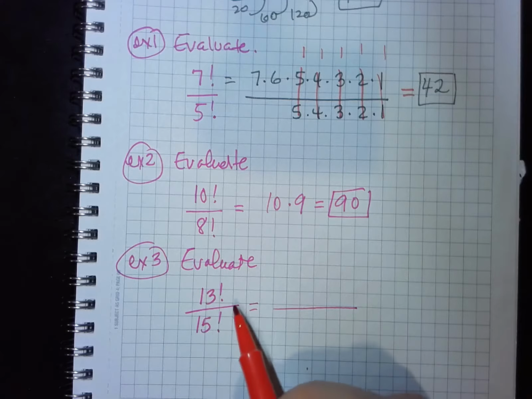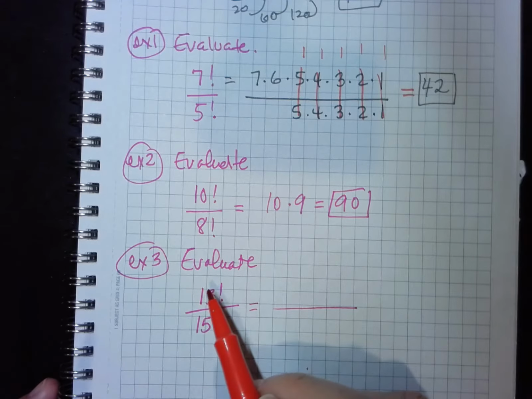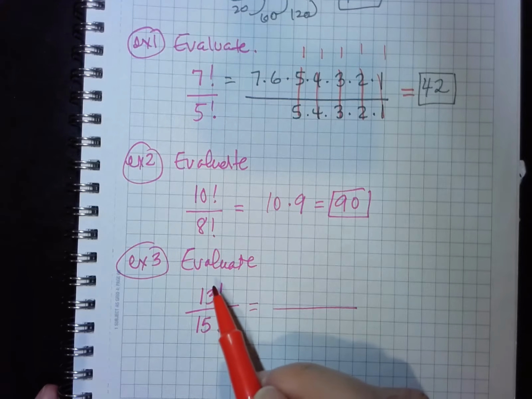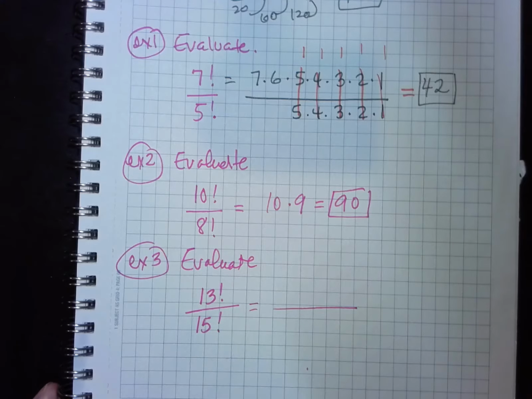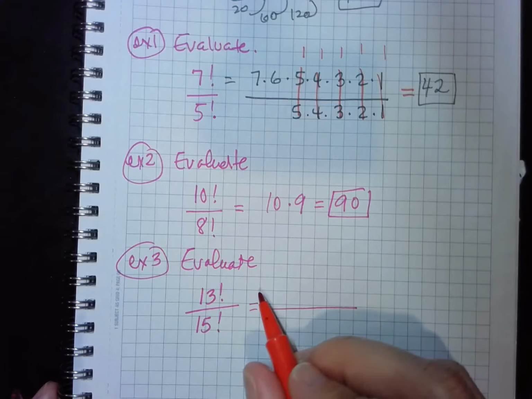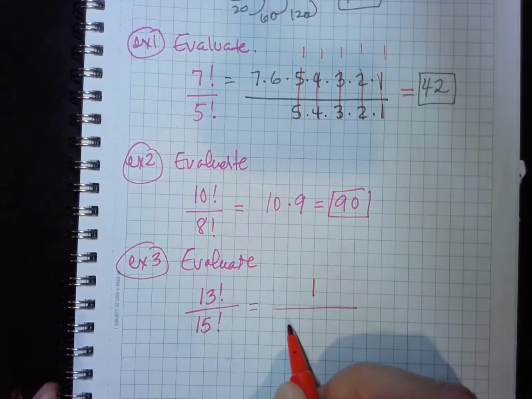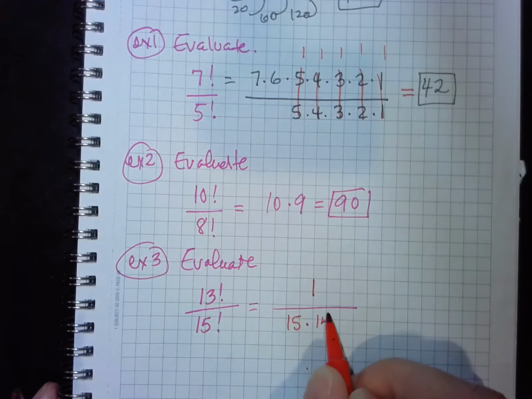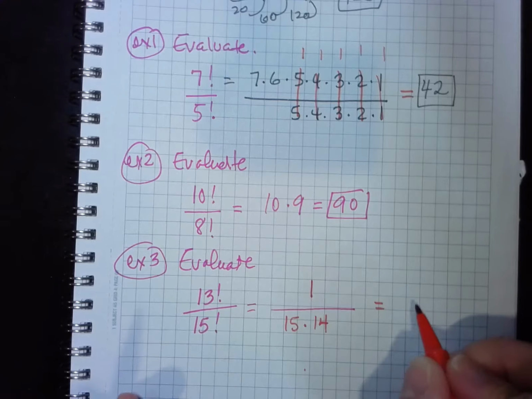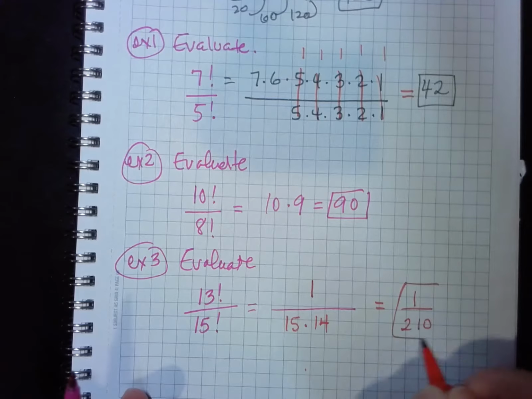Just like before when we talked about polynomials, if you had a lower power on the top and a higher power on the bottom, your leftovers would be on the denominator. So here, the 13, 12, 11 are all going to divide to 1, and in the denominator I'd have the 15 and the 14 left, and so then I just have to multiply 15 times 14, and that's 210, so I would get 1 over 210.